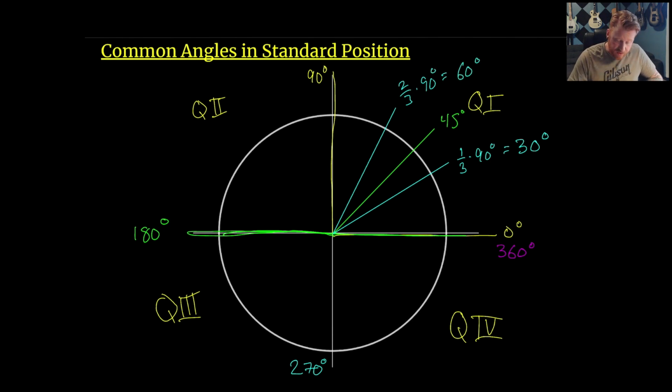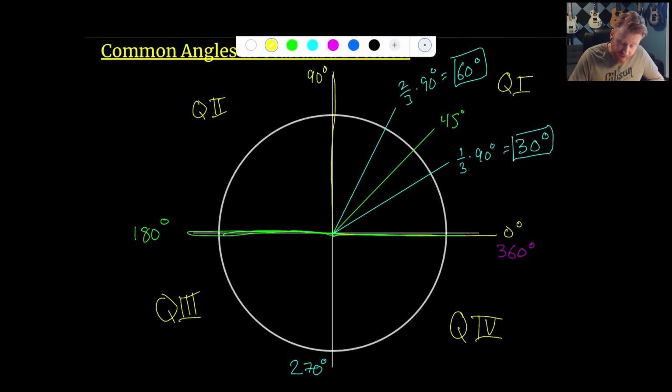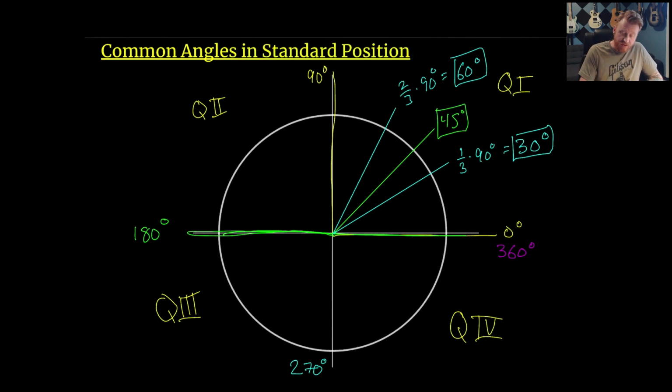So there we've got some of the more common angles around this first quadrant here. So 30 and 60 are thirds, 1/3 and 2/3 the way around. And then we've got 45 degrees as being halfway from 0 to 90 degrees. And we can play the same game all the way around as we go.